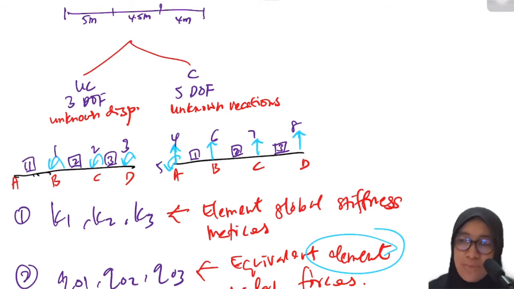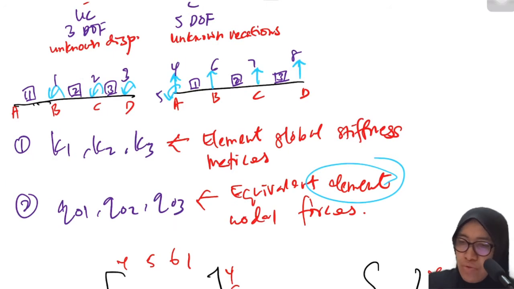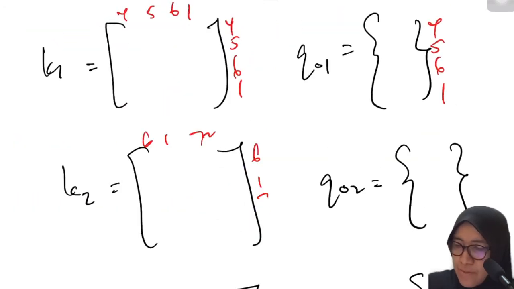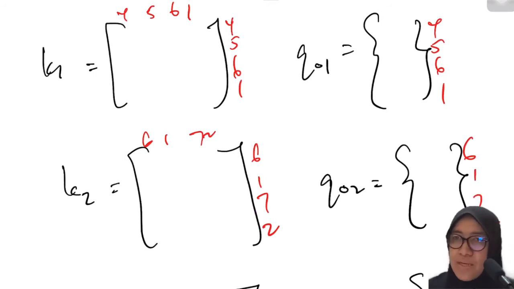So we need to put 6, 1, 7, 2 for this element.